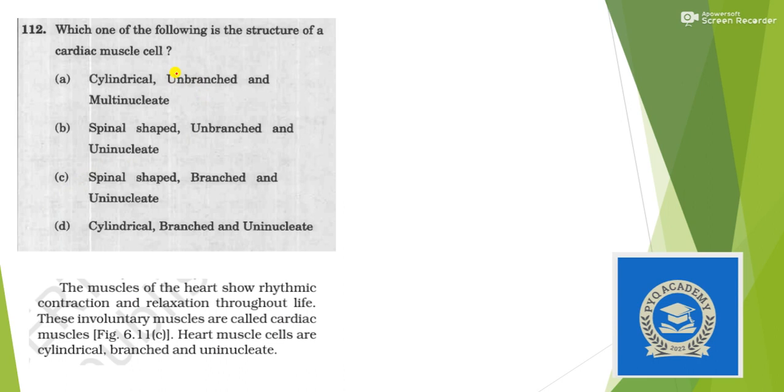Which one of the following is the structure of cardiac muscle cells? Okay, this is directly given in NCERT that heart muscle cells are cylindrical, branched, and uninucleate. So cylindrical, not unbranched, it should be branched, not multinucleated, uninucleated, not spindle shaped. Cylindrical, branched, and uninucleated, so answer is option D.